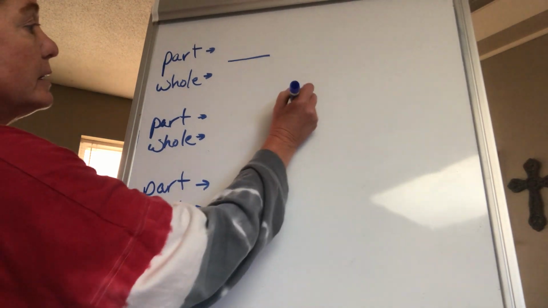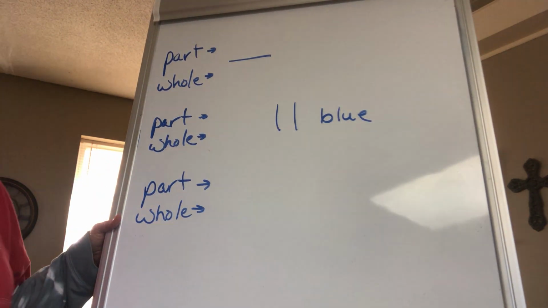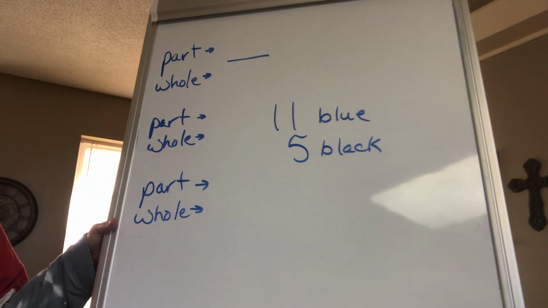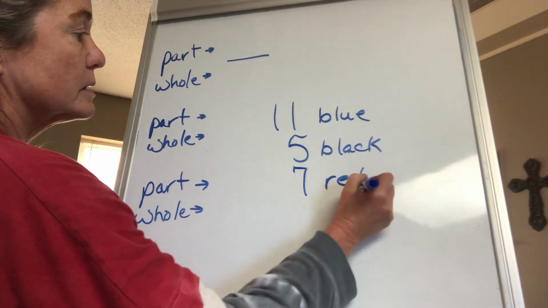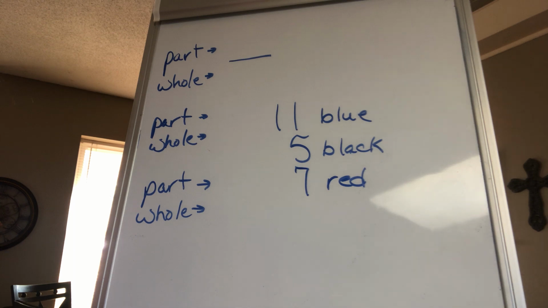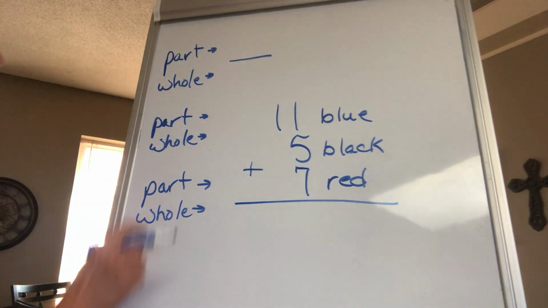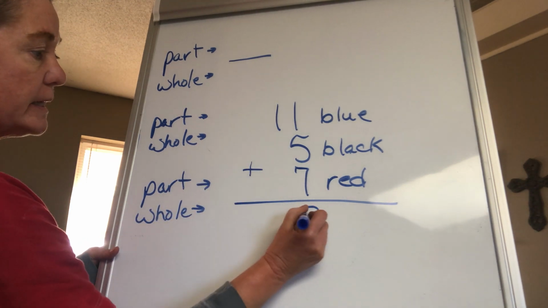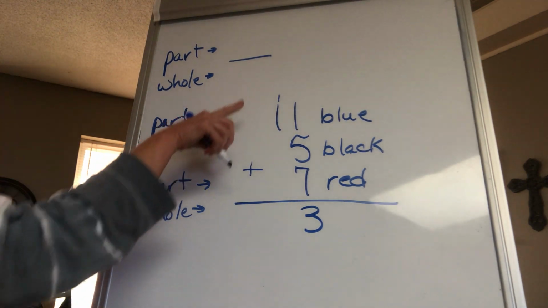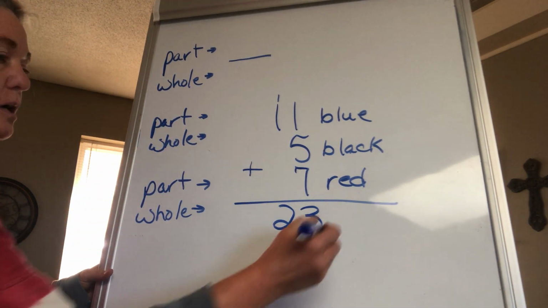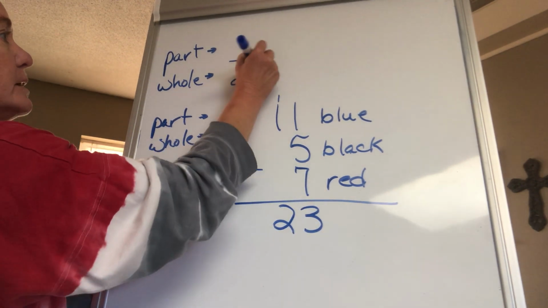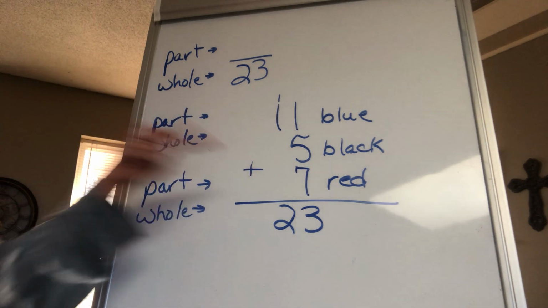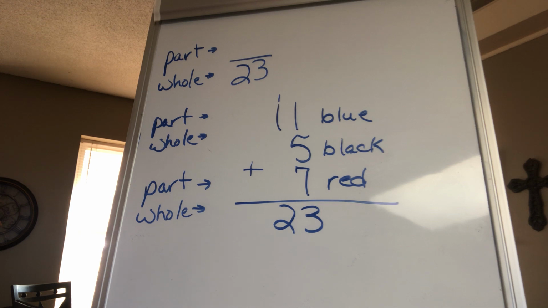So I know he had 11 blue ones, and he had 5 black ones, and he had 7 red ones. I can add all those up and see how many he had all together, can't I? Okay, so 1 plus 5 is 6. 6 plus 7 is 13. So I carry my 1. 1 plus 1 is 2. So all together he had 23 markers. So even though it didn't give us the number, we could tell by reading the problem how to get that number. We could find out how many whole ones he had.